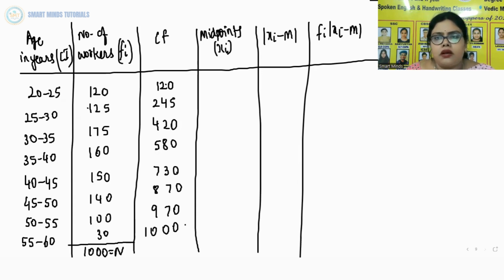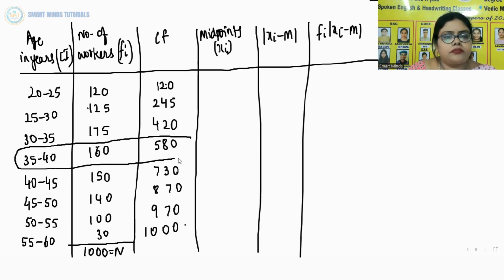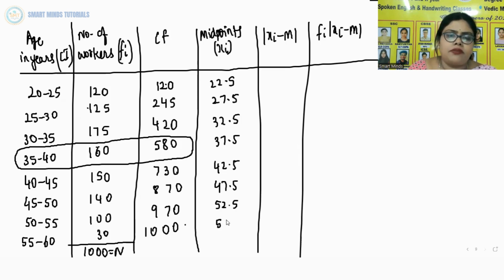Now if N is 1000, N by 2 will be 500. So which number is greater than 500 in CF? It is 580. So this is median class. Now let us write midpoints. What is the mid value of 20 and 25? 22.5. Mid value of 25 and 30? 27.5. Like that we will continue. 32.5, 37.5, 42.5, 47.5, 52.5, 57.5.